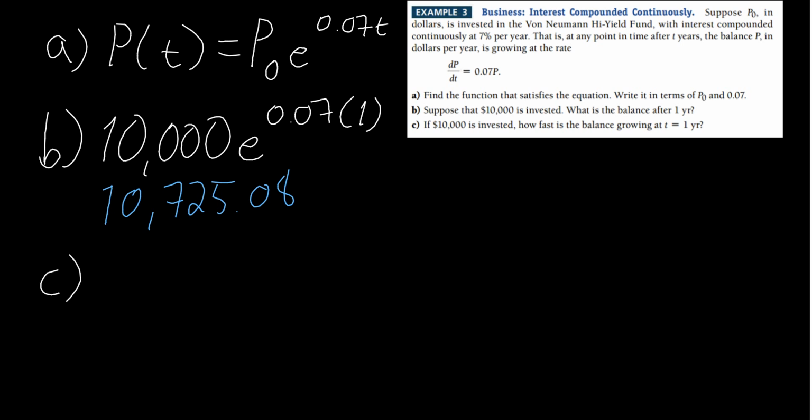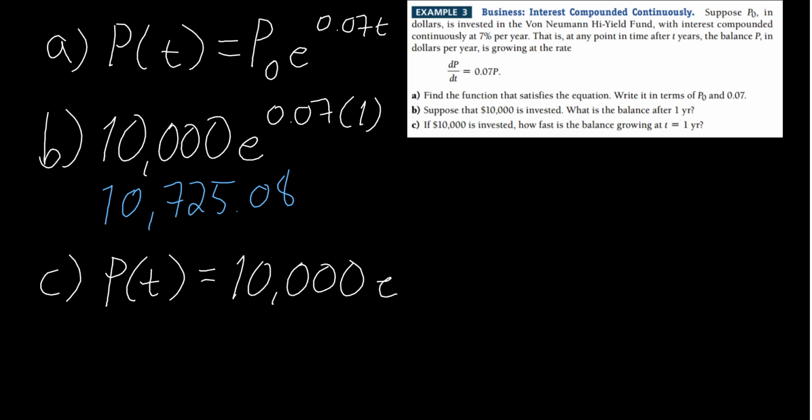All right, so P of t, and our function is, if 10,000 is invested, so 10,000 is invested, and then we have e to the 0.07t. We're not going to put a 1 for t just yet, because we'll put the 1 for t after we differentiate it, right? Because it's one thing to know how fast we're growing at t equals 1 year. So we must take the derivative here before we actually compute that.